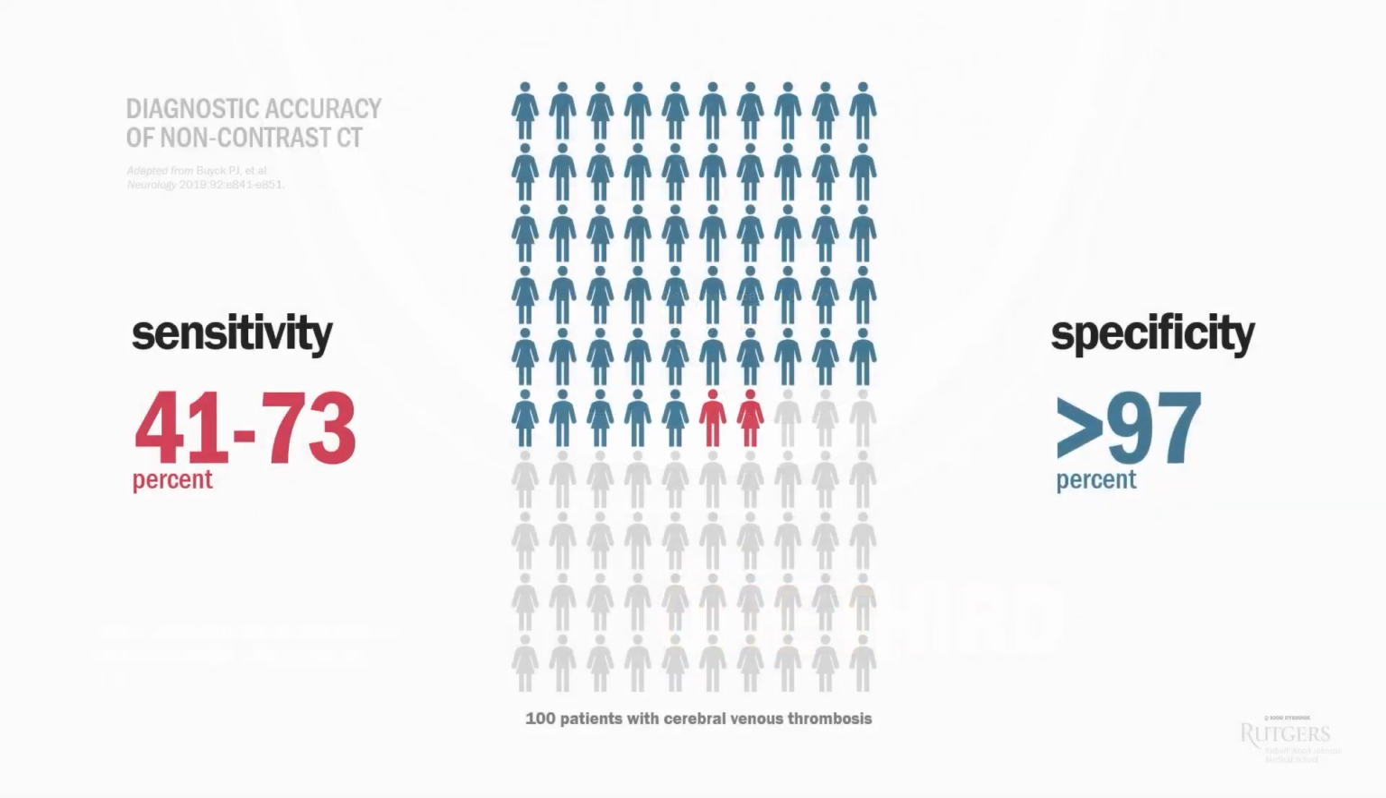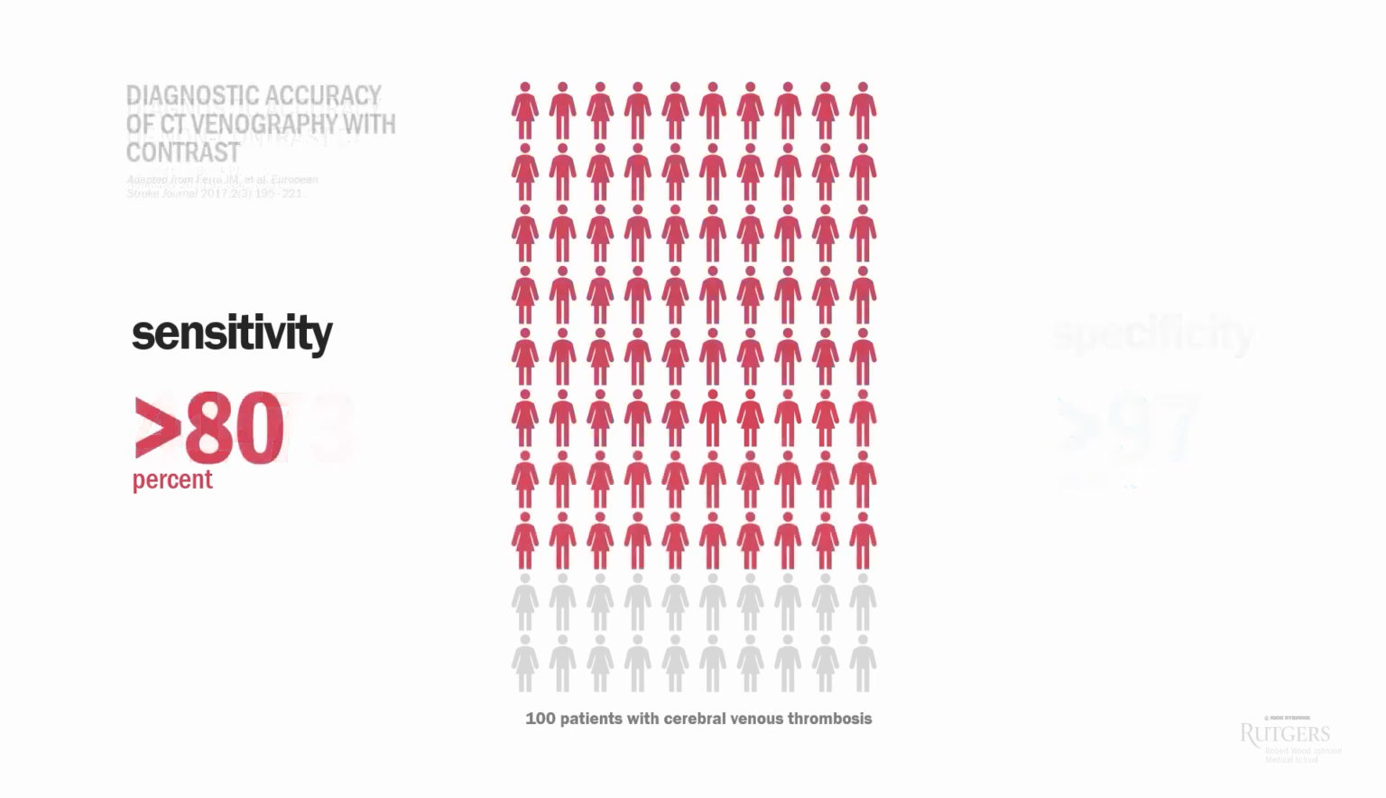So, does adding a CT venography study actually help? You know what I'm about to say next, right? Of course it does. Adding CT venography to a non-contrast head CT boosts the sensitivity over 80%. The specificity of the CTV alone, though, is worse than a non-contrast head CT.